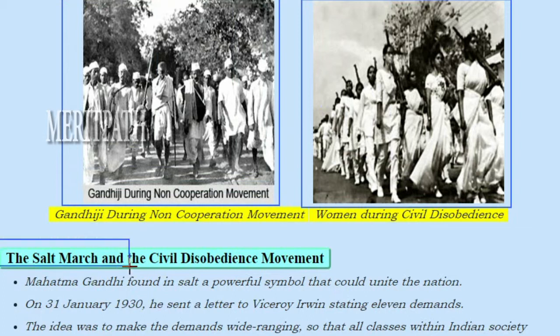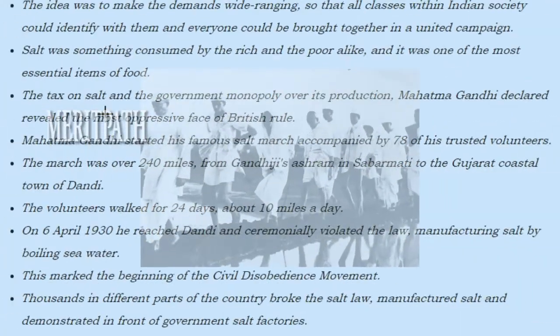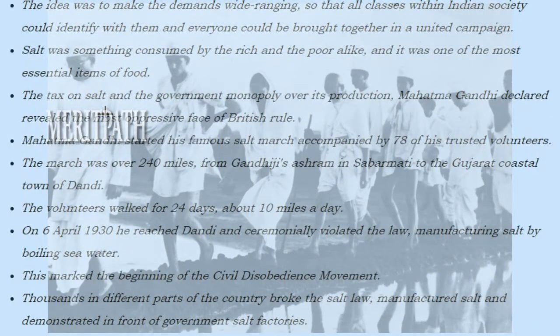Next is the Salt March and the civil disobedience movement. What is the Salt March and what is the civil disobedience movement? Mahatma Gandhi found in salt a powerful symbol that could unite the nation. On 31st January 1930, he sent a letter to Viceroy Irwin stating 11 demands. The idea was to make the demands wide-ranging so that all the classes within Indian society could identify with them and everyone could be brought together in a united campaign.